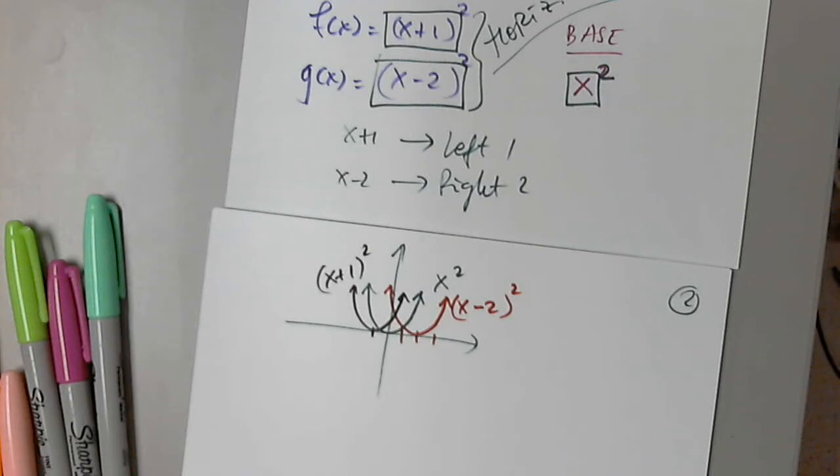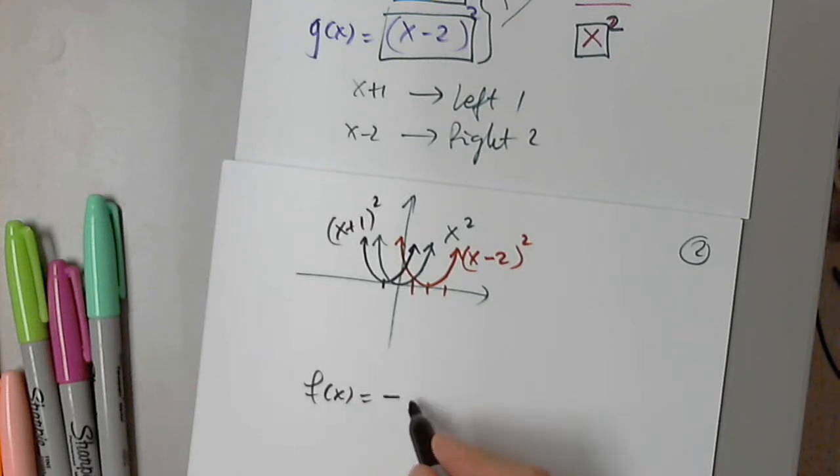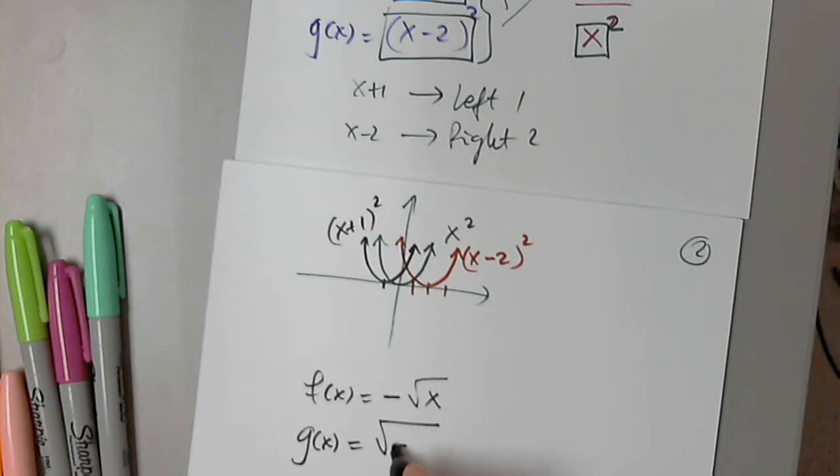Now the next group, reflections. So let's say I want to look at negative the square root of x, and I want to look at the square root of negative x. And I know what you're thinking. I hope you're thinking, well, you cannot have a negative number under the square root. True. But then negative x being greater than or equal to 0 means that x has to be negative. That's fine. Negative x with negative in front is positive.